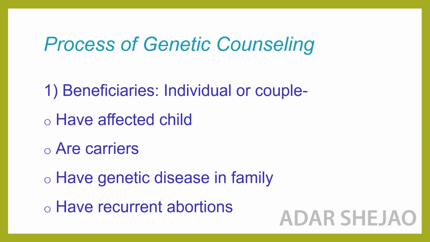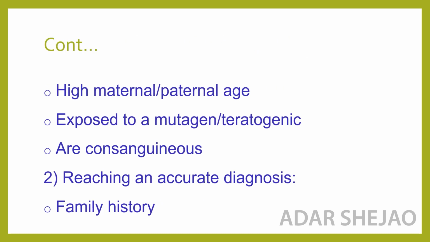Process of genetic counseling. 1. Beneficiaries, individual or couple: those who have an affected child, are carriers, have a genetic disease in the family, have recurrent abortions, have high maternal or paternal age, were exposed to a mutagen or teratogen, or are consanguineous. 2. Reaching an accurate diagnosis.